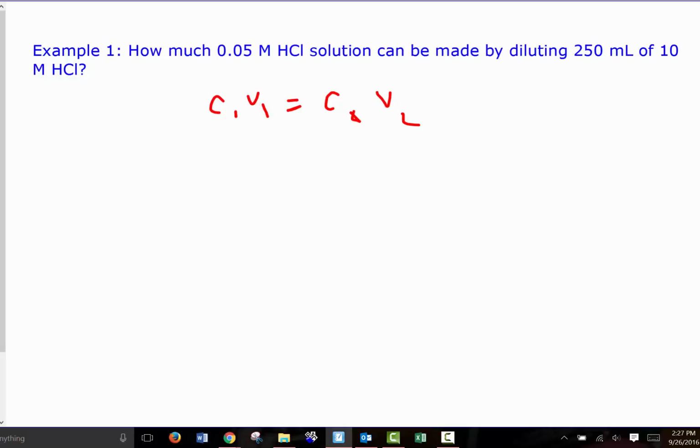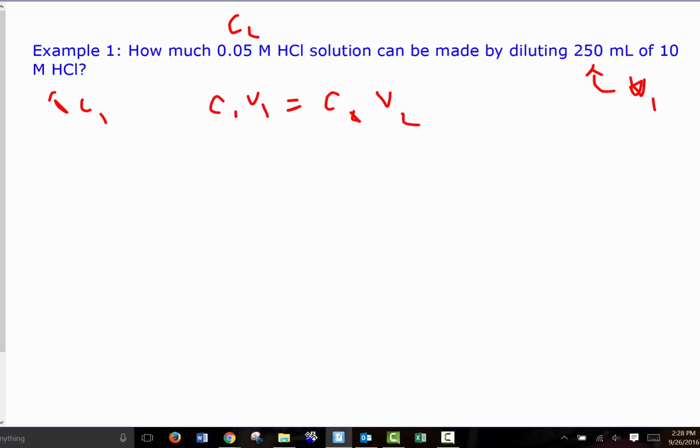That's a lower concentration. So we can label that right away in our question. That's our C2. That's the final concentration, which means the 10 molar is the C1 in this question. And then what volume do we have? We've got 250 mils of the 10 molar HCl. So that's the initial volume that we're using. So here is our V1. You'll have to ignore my pen, it just likes to make some extra lines.